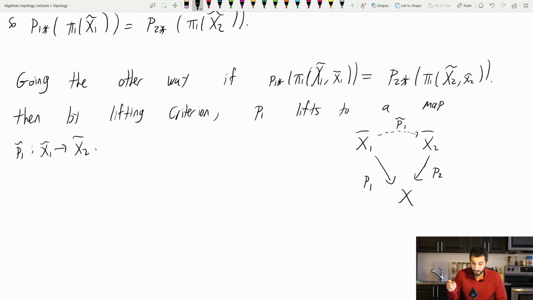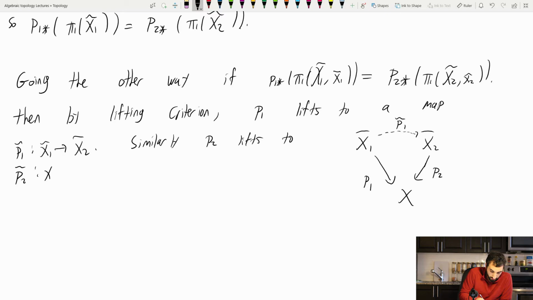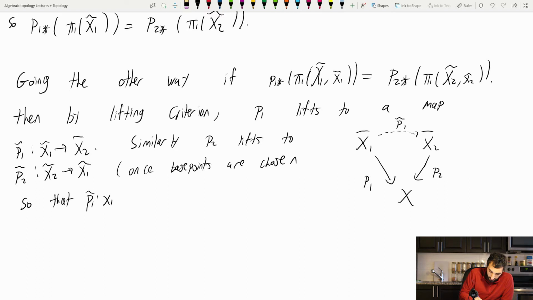But similarly, P2 lifts to P2 twiddle from X2 twiddle to X1 twiddle. And both of these are lifts once base points are chosen. And I'm going to choose this so that P1 twiddle of X1 twiddle is X2 twiddle. So it's sending my favorite point in X1 twiddle to the favorite point in X2 twiddle. And similarly, I'm going to send P2 twiddle of X2 twiddle to X1 twiddle.